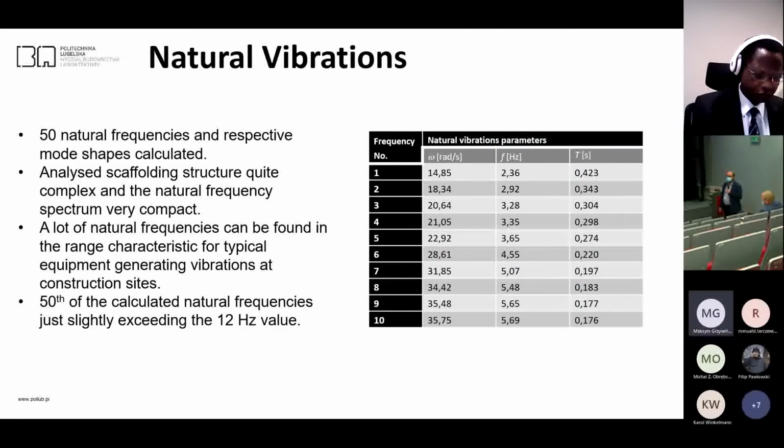First, we calculated the natural vibrations and natural frequencies of this scaffolding. The first natural frequency was just above 2 Hertz, and we have found that the first 50 natural frequencies are in the range of 2 to about 12 Hertz. So the spectrum of natural frequencies is quite compact. Many frequencies fall in this range.